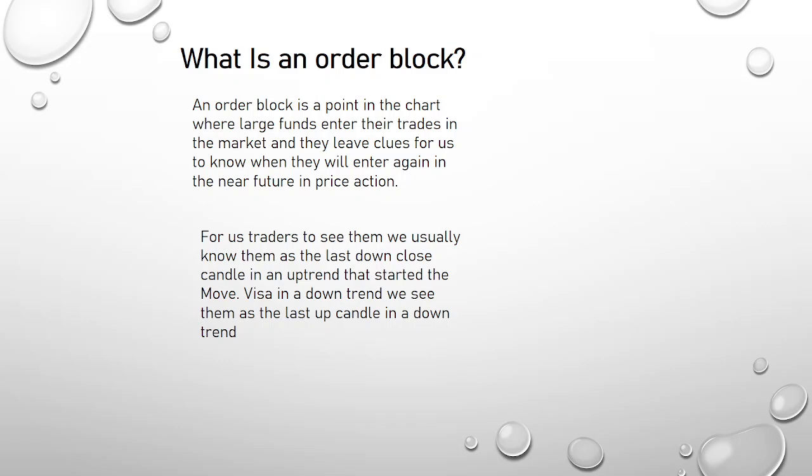Let's rehash a bit. An order block, right? In a bullish market, the market is moving in a series of higher highs and higher lows. And on a specific low, the market will start buying. When it buys, it leaves clues for us to know when we are going to enter the market again in the near future. It will leave a down candle in a bullish market.